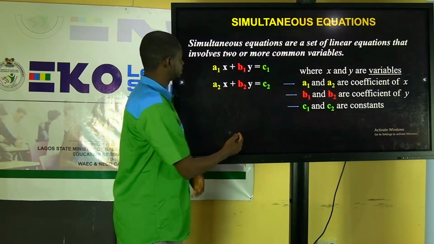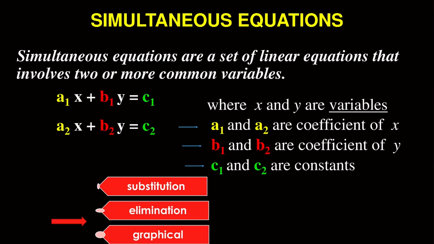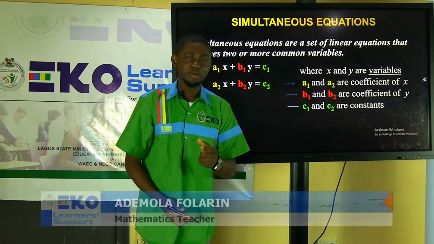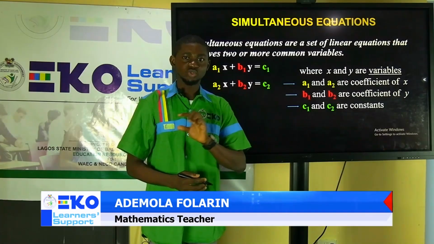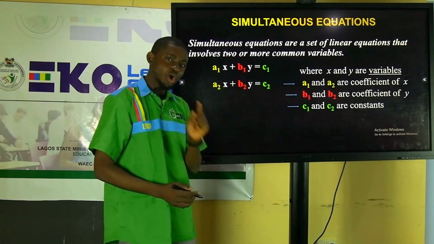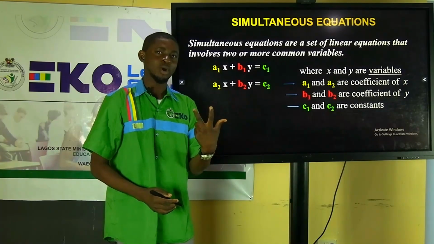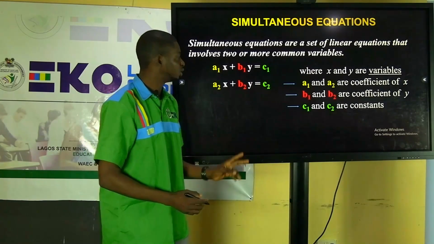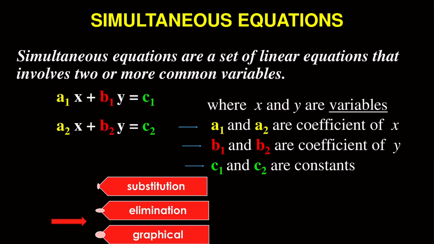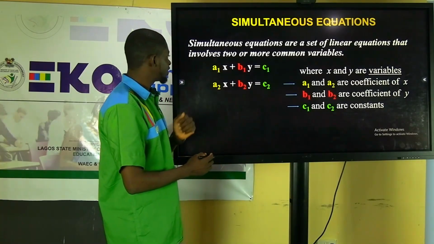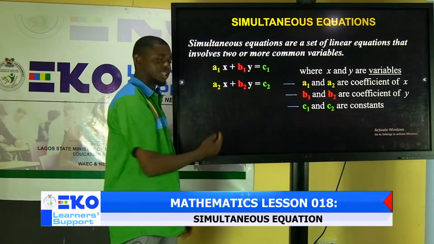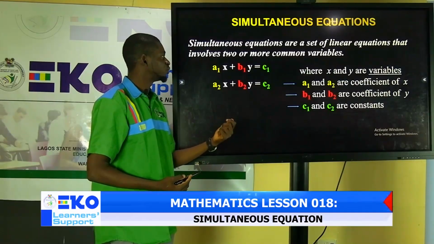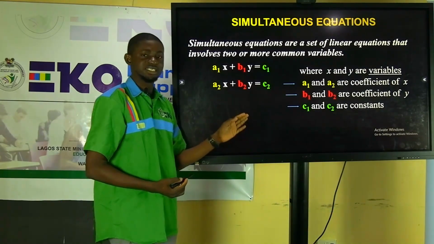Simultaneous equation. Simultaneous equations are sets of linear equations that involve two or more common variables. Remember, in our linear equation, we only learned one variable and just one equation. Here in simultaneous equation, we always have two equations, or more as the case may be, but for this level, two equations with two variables that are common to the two equations. An example is something like this, where A and B are the coefficients of the variables x and y respectively, and C is a constant.